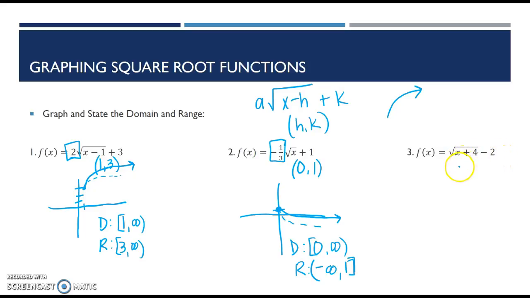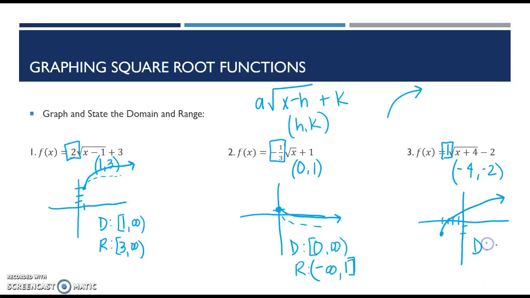Okay, and for number 3, this time I've got the square root of x plus 4, minus 2. So my h value is negative 4. My k value is negative 2. And now my a value is just a 1, which means it's going to open up because it's positive, but it's not going to be stretched or compressed. So I'm going to go on my graph to (negative 4, negative 2), put a point. And now instead of having a dotted line and a solid line, I'm just going to have a dotted line because it's not stretched or compressed.